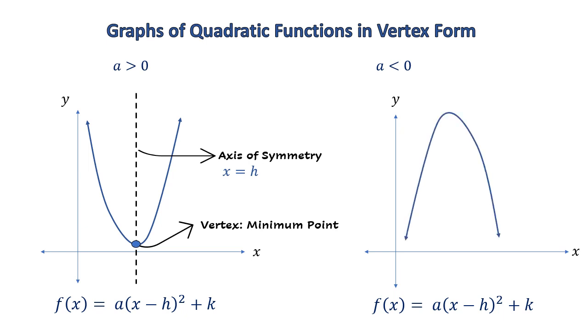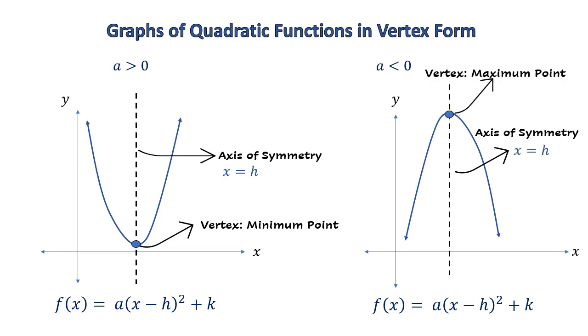If a is negative, we have a parabola concave downward. Also, we have an axis of symmetry that has the formula x equals h, and the vertex is the maximum point. Keep in mind the vertex has coordinates (h, k). So now we're going to learn the graph of a quadratic function in vertex form.